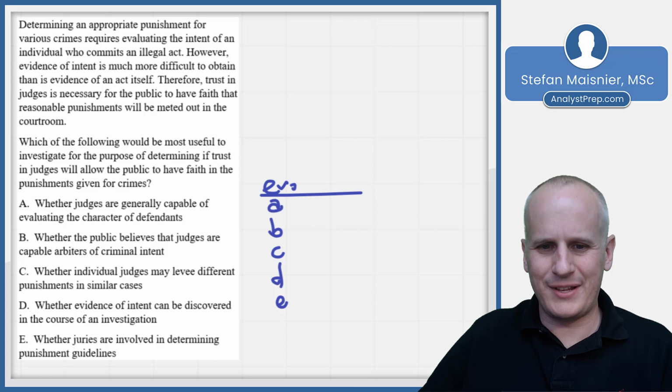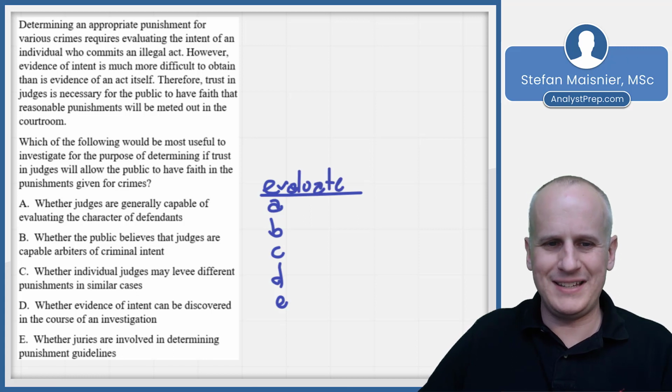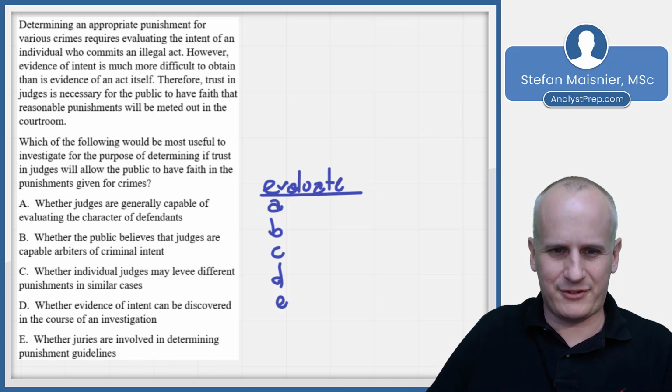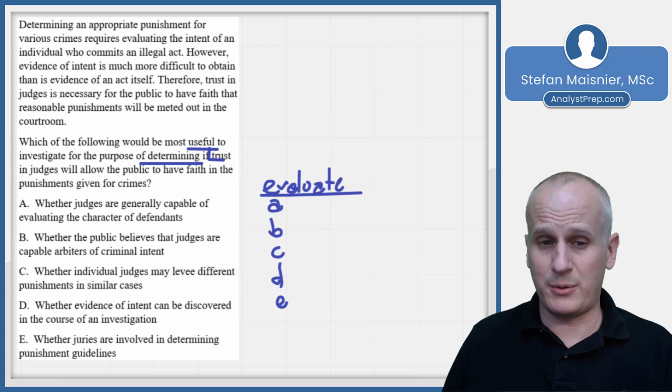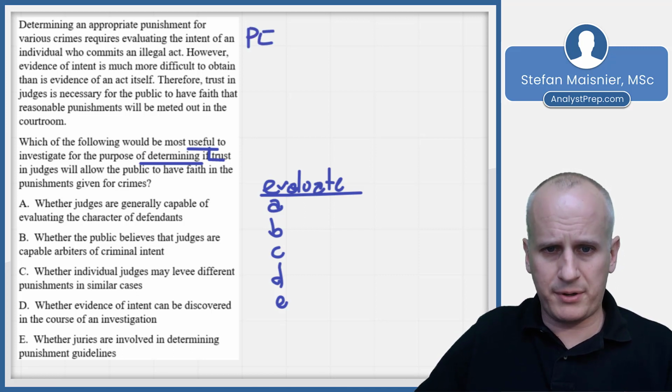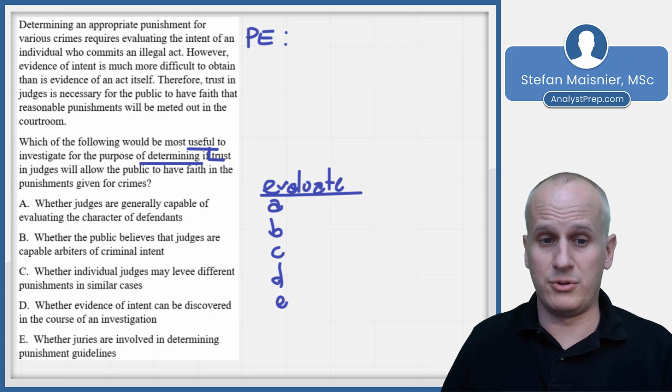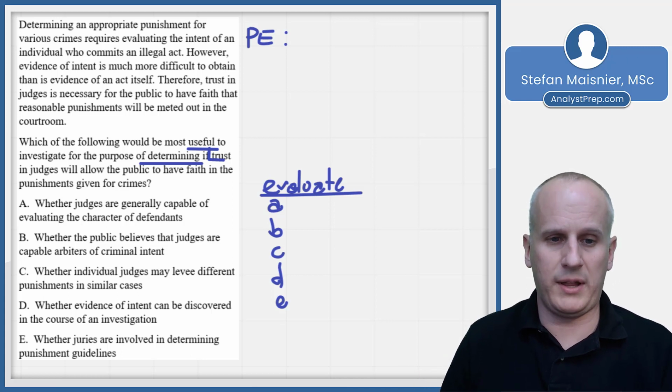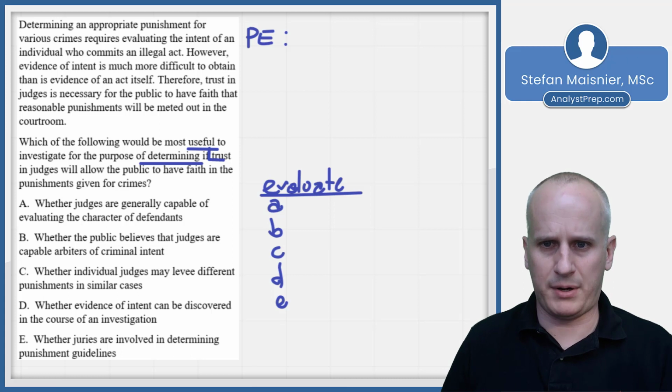So I actually already know what the conclusion is. It's basically all of this stuff after the if. But we've got this determine, we've got useful, these are indicating evaluate tasks. So I need to read the paragraph, and we just know that our predicted way to evaluate is somehow going to address whether the public will have faith in judges in punishing crimes.